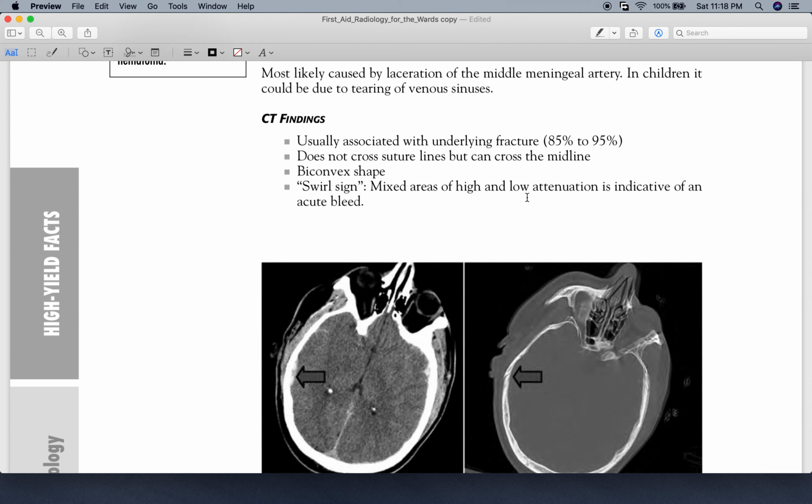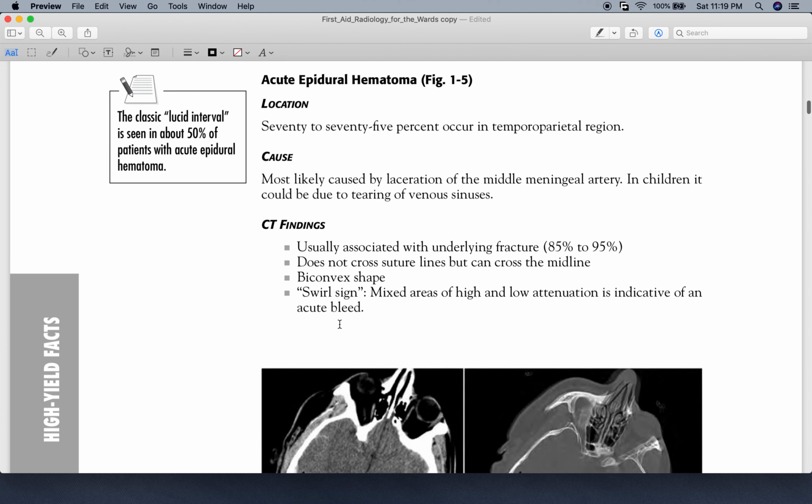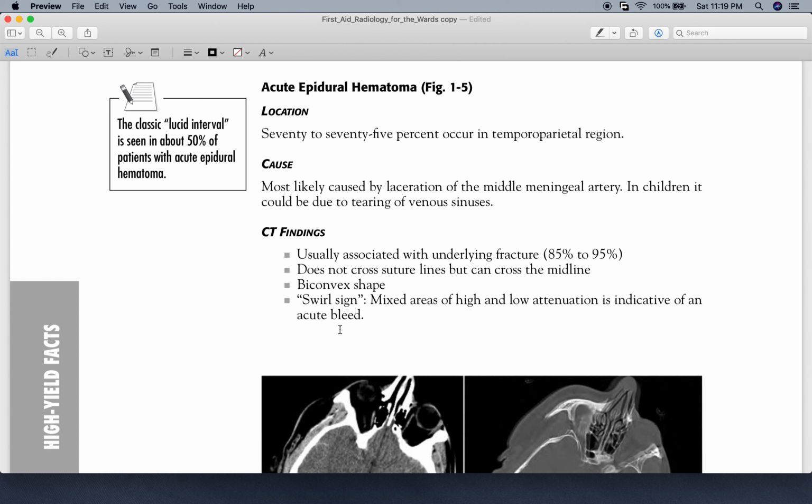Mixed areas of high and low attenuation are indicative of acute bleeding. Here you can see this white spot is high attenuation and this is low attenuation. So white and black, you can see the mixture between them in the same area, and this will indicate that there is an acute bleeding. Anyway, the most important thing is that if you see a lens shape, not the semilunar shape, then you can say that it is epidural hematoma.